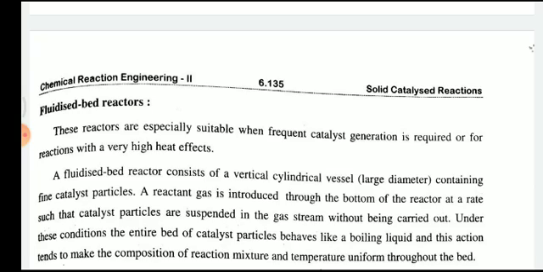Fluidized bed reactors are especially suitable when frequent catalyst regeneration is required, or for reactions with a very high heat effect.